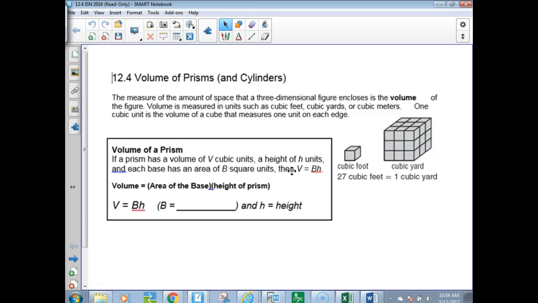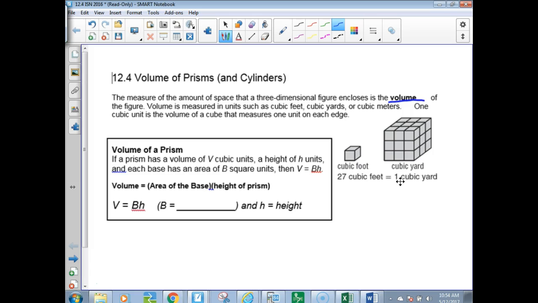Okay, today we're going to do volume of prisms and cylinders. The measure of the amount of space that a three-dimensional figure encloses is the volume of the figure. Volume is measured in units such as cubic feet, cubic yards, or cubic meters. 1 cubic unit is the volume of a cube that measures 1 unit on each edge. So, if this is a foot by a foot by a foot, it's 1 cubic foot.